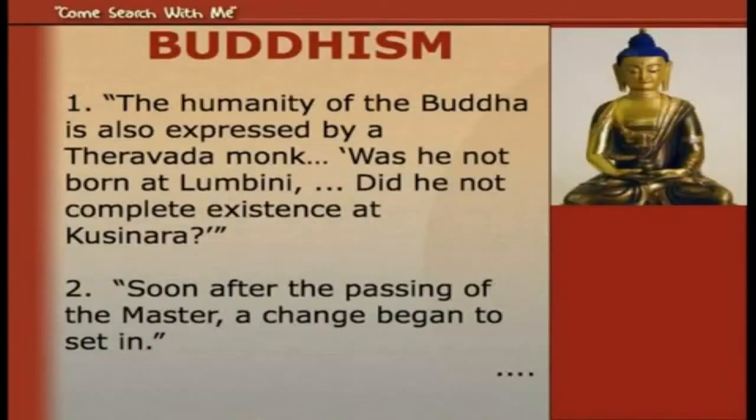Number two is Buddhism. There are 4 statements I'm going to make, and they are chronological in terms of time. The first statement is the humanity of the Buddha was expressed by a Theravada monk. The Theravada were the people, all the teachings, contemporary with Gautama Buddha. So when a contemporary monk spoke, he was talking about what he knew about Gautama Buddha personally. He said, was he not born at Lumbini? Did he not complete existence at Kusinara? In other words, he was just like you and me. He was born here, died here. But number 2, soon after the passing of the master, a change began to set in.